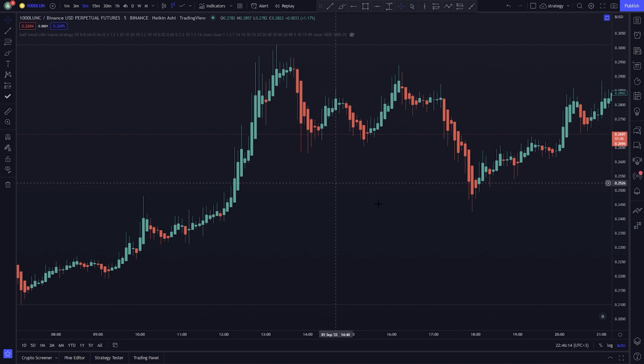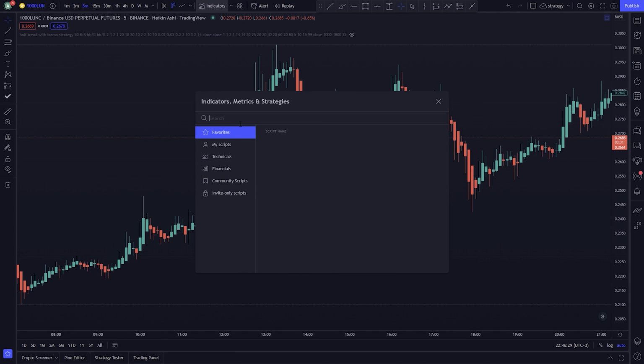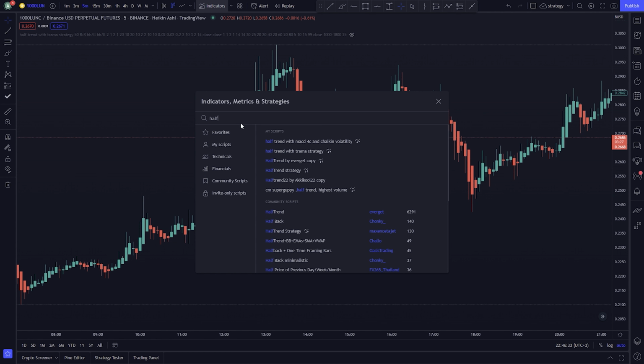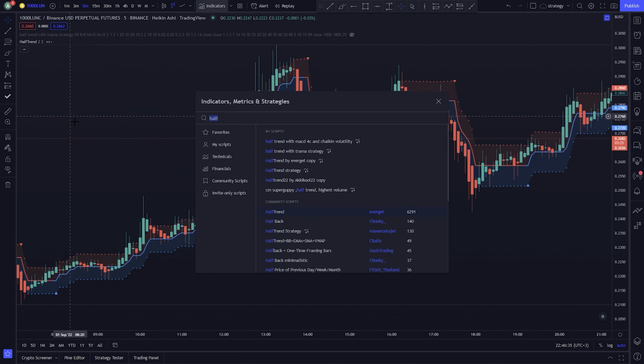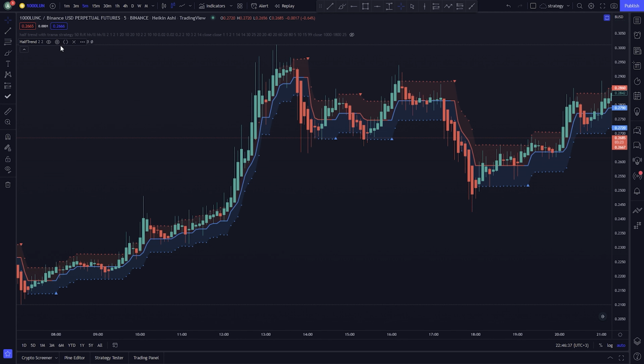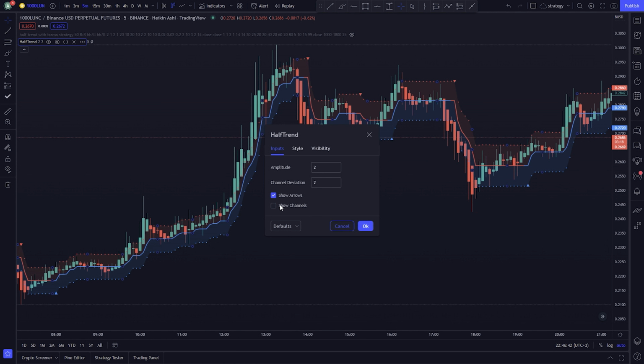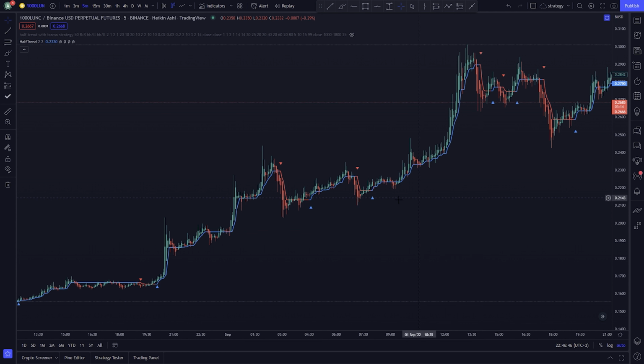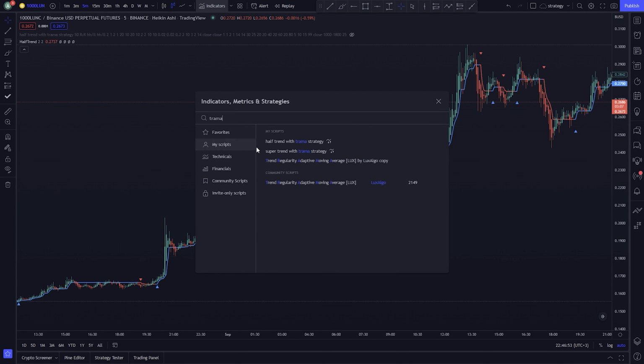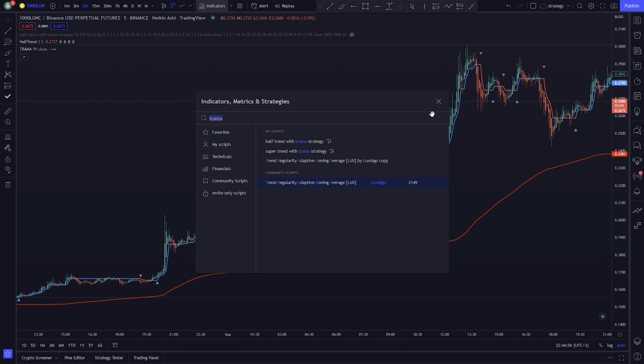This strategy includes 2 free TradingView indicators. Now let's go ahead and add them to our chart. Half Trend, and TRAMA, or Trend Regularity Adaptive Moving Average, by LuxAlgo.